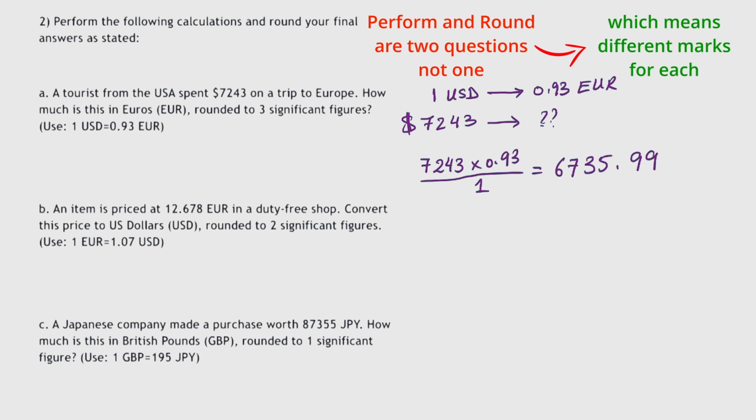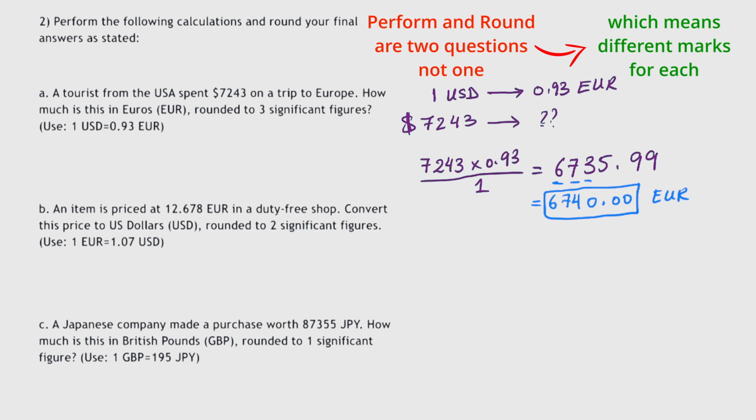6,735.99. Since we need to round it to three significant figures, so to 1, 2, 3, the answer becomes 6740.00 euros. Don't forget, since after 3 we have 5 or more, we have to add 1 to the previous digit, which is 3 in this case, so the answer becomes 6,740 euros. Now, going to the next question.